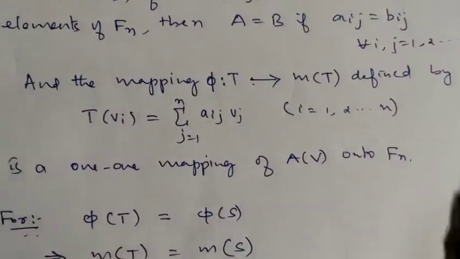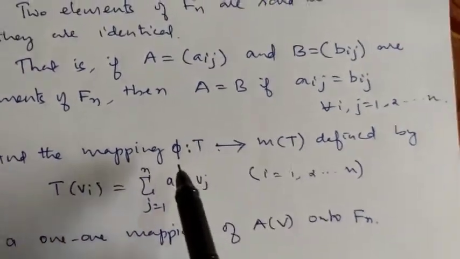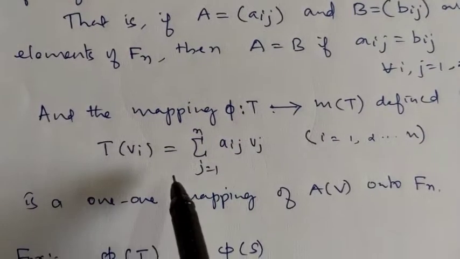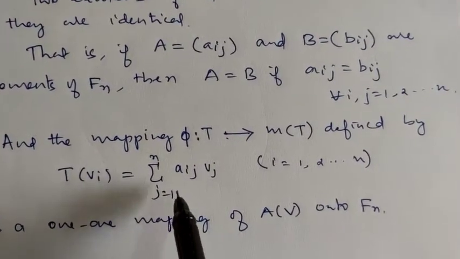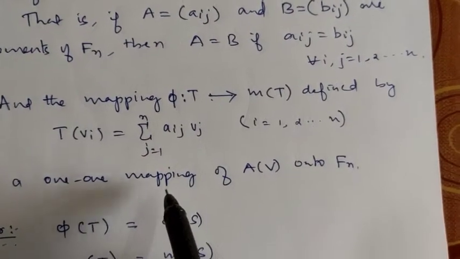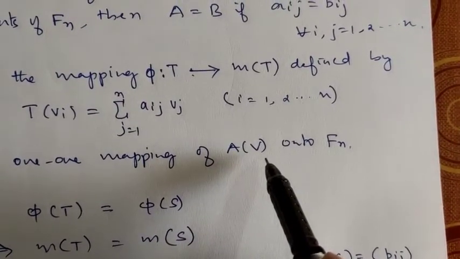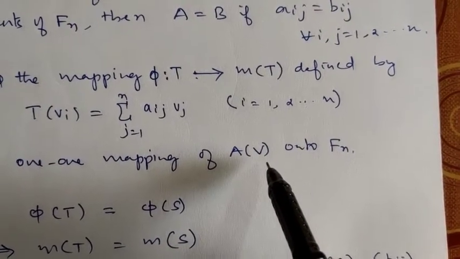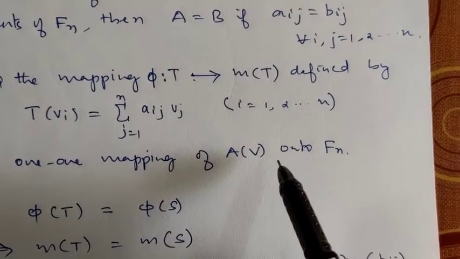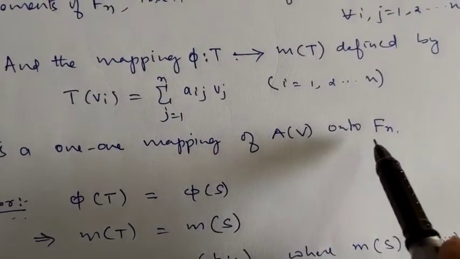And then consider the mapping phi, which maps every transformation to a matrix, defined by T of Vi equal to summation j equal to 1 to n of Aij Vj, with Aij as the coefficient matrix. Definitely this is a one-to-one mapping of A of V onto Fn. Because you know if V is of dimension n, the dimension of A of V is n square, so n square number of elements are there. So here too, there is a one-to-one mapping of A of V onto Fn.